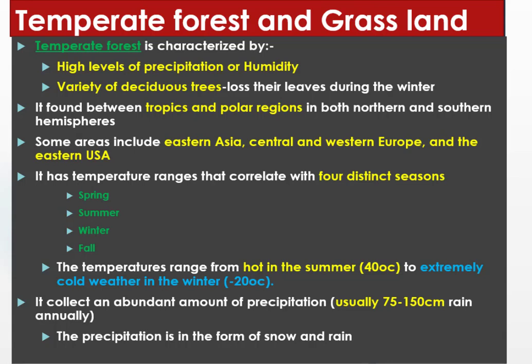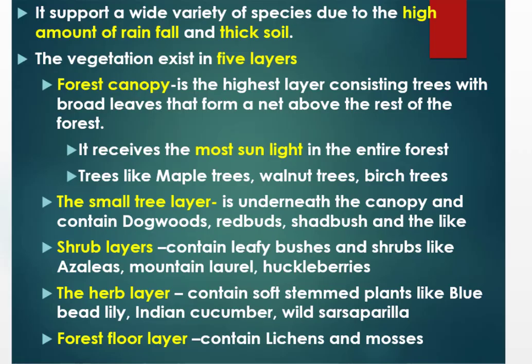This biome collects an abundant amount of precipitation that usually ranges from 75 to 150 centimeters annually. The precipitation mostly comes to this biome in the form of snow and rain. Temperate forests support a wide variety of species or organisms since they have a high amount of rainfall and thick soil.